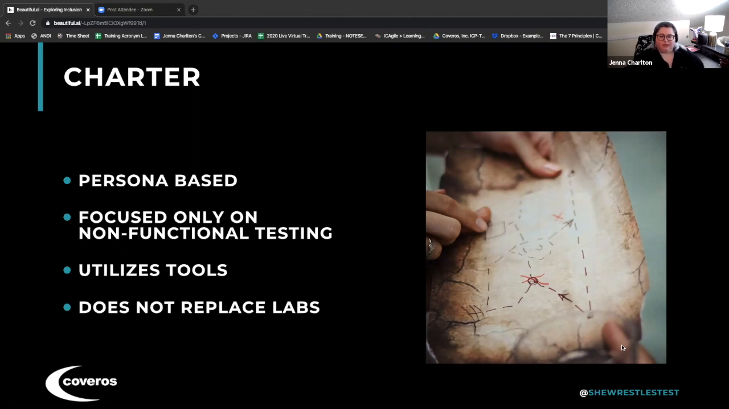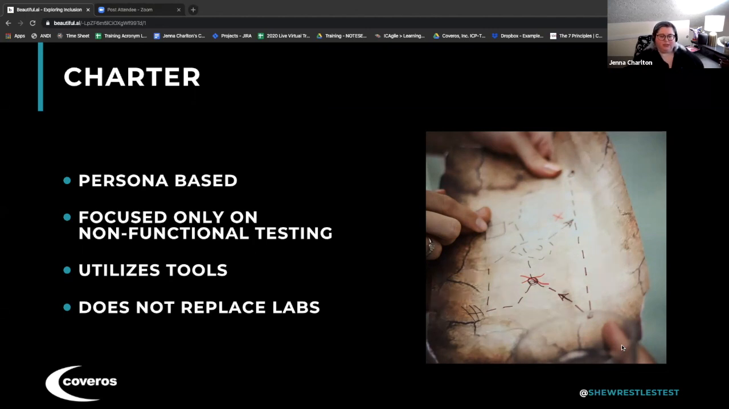What I'm going to do is turn off my monitor, turn on a screen reader, put away my mouse, and run this whole charter using this persona. So I'm going to utilize the tools of the user, and I'm really going to get into the weeds and start testing. Now, this does not replace doing an accessibility lab.